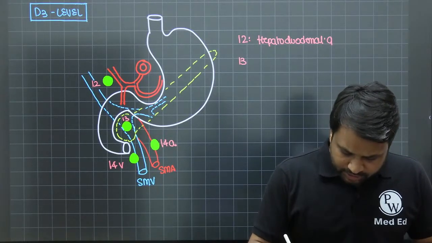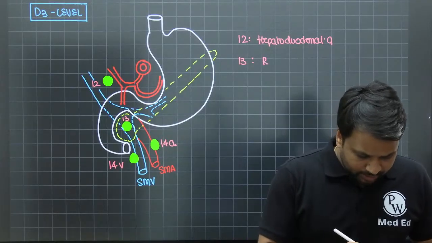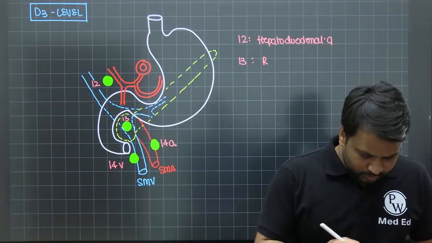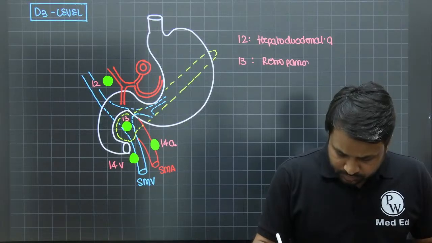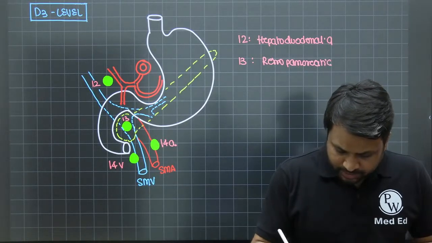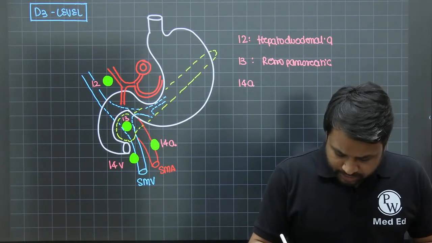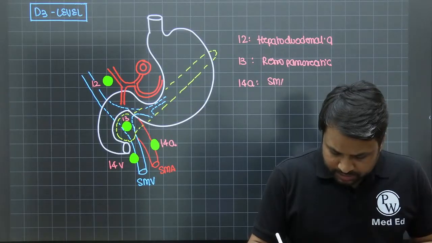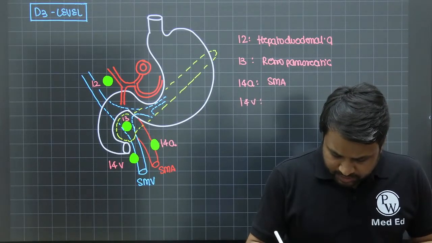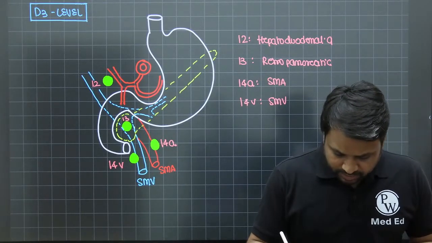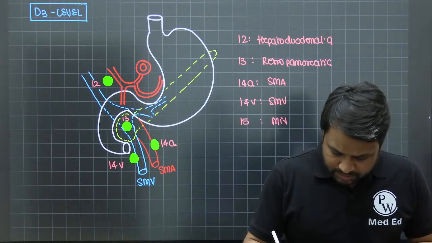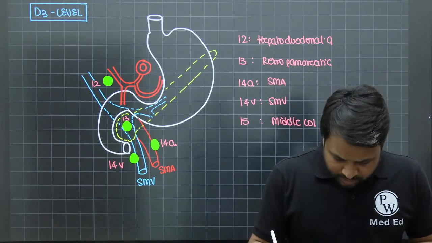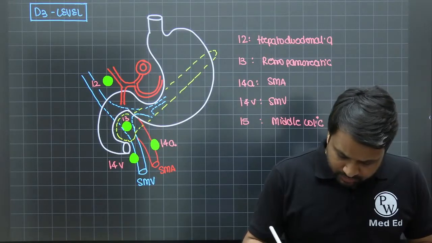Station 13, it is going to be retropancreatic. 14A is along the superior mesenteric artery. 14V is around the superior mesenteric vein. When you talk about 15, it is going to be along with the middle colic vessels.